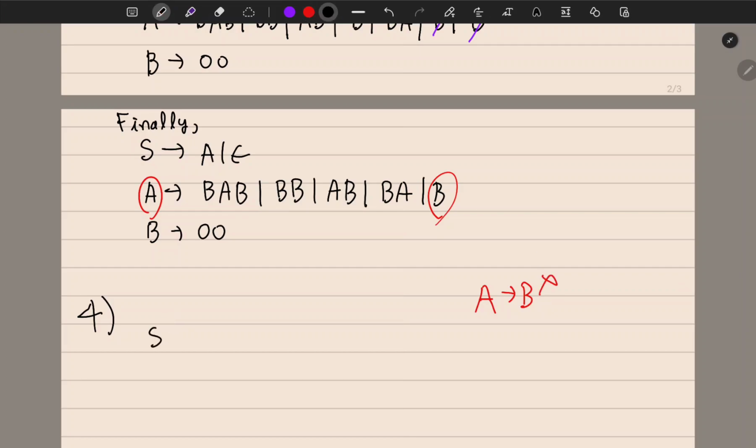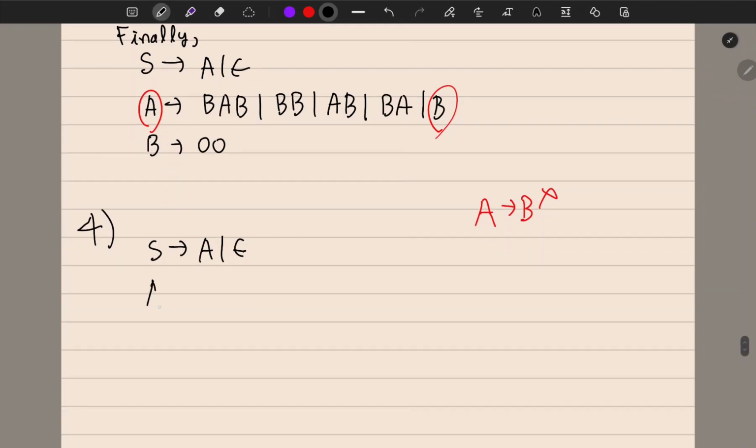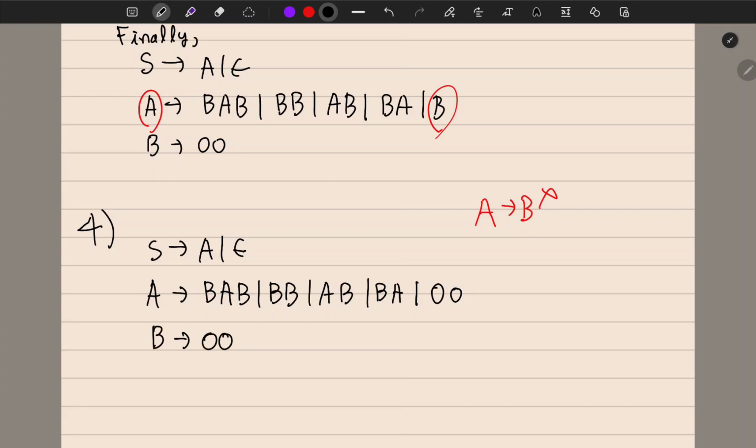So we will remove the unit production, but in each step, as I said, I will write all of the rules. A gives B A B, B B, A B, B A, and we will replace the production here with 0 0, but we will not remove the rule itself. We replace the unit production by what the unit variable produces, but we will not remove the rule itself.